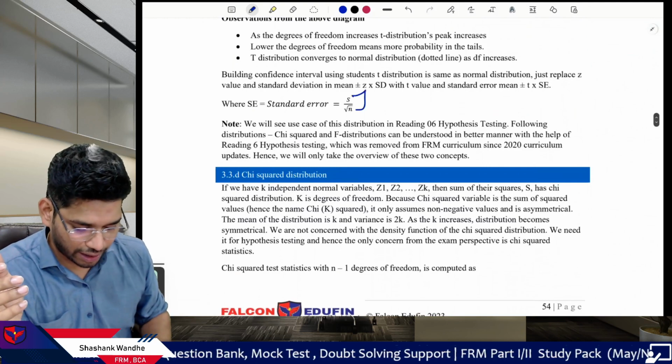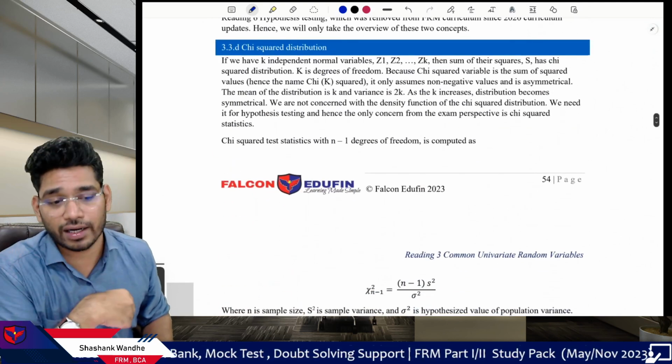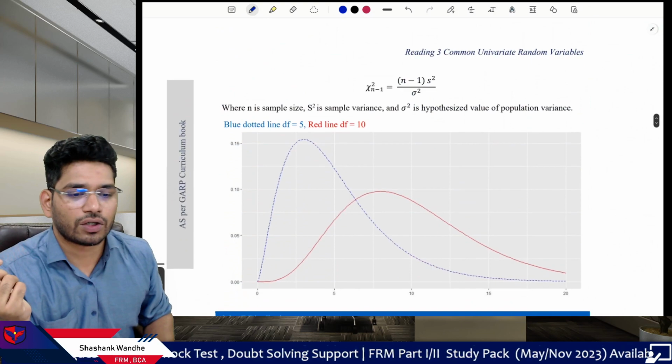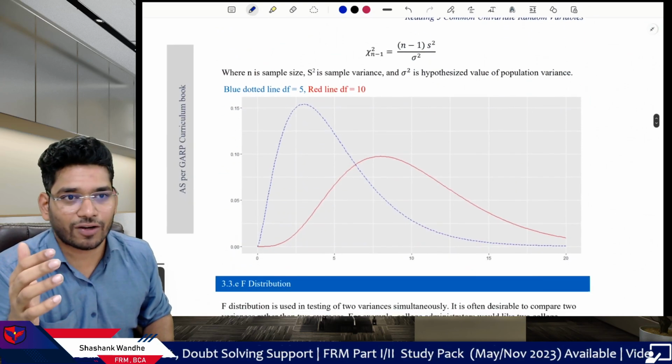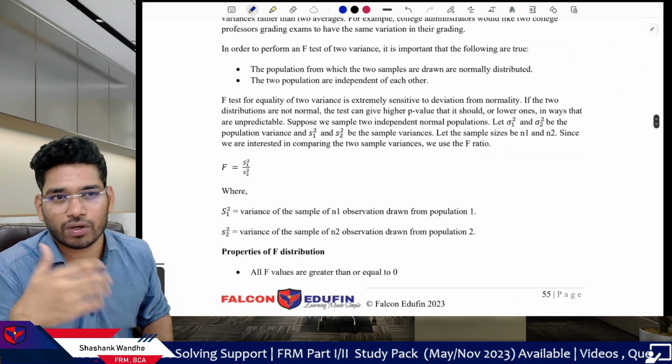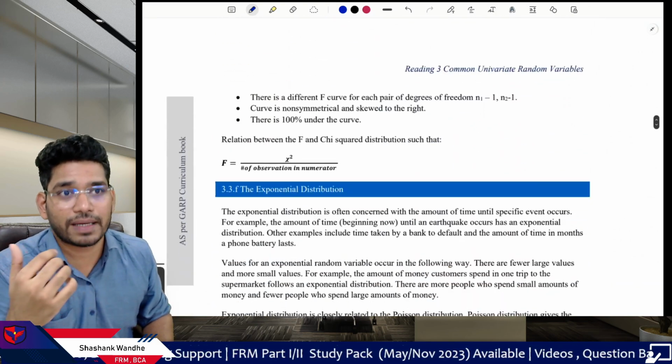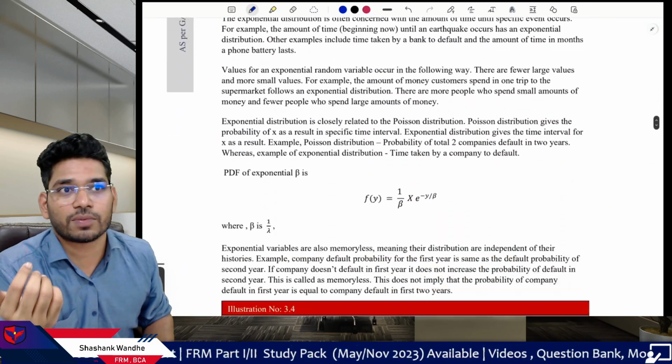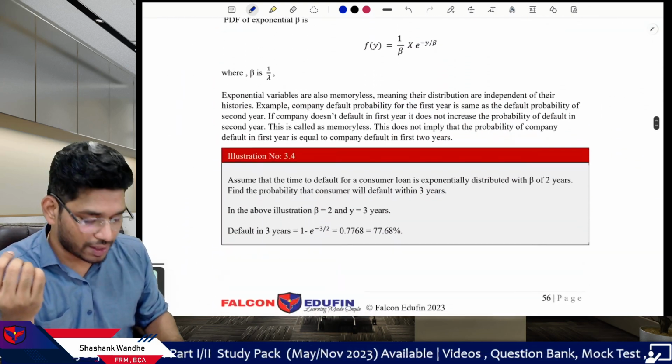And then we have the standard error. Remember this because we will use standard error in hypothesis testing. Chi-square distribution: don't bother about formulas and all, just understand all the basic properties. Then we have the F distribution: don't bother about formulas, just remember the basic properties. Then the exponential distribution, same principle is applicable, but this particular illustration is important.